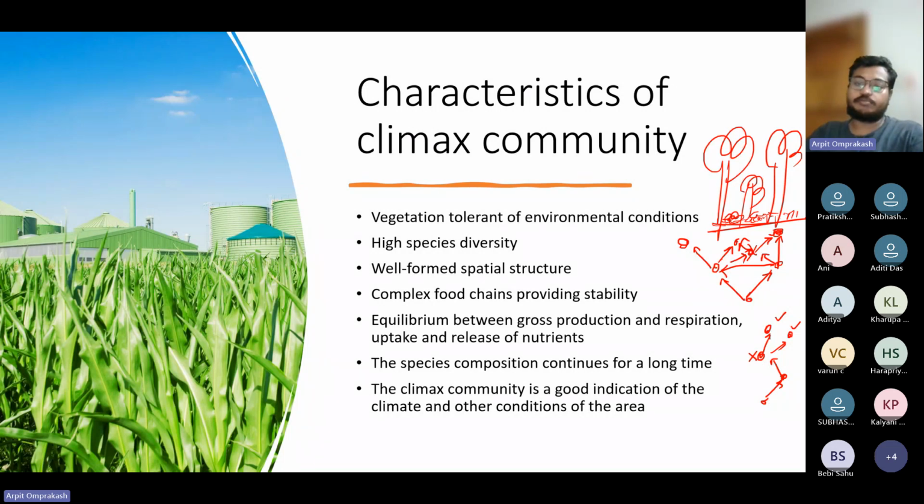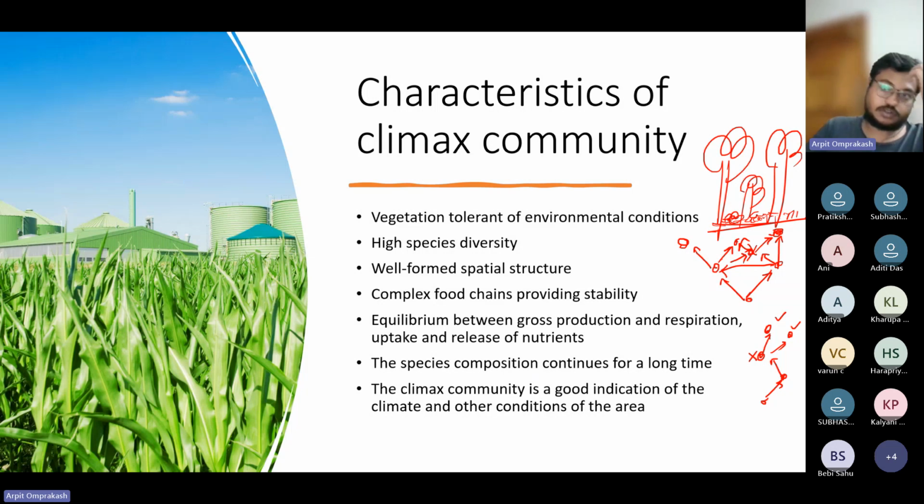There is equilibrium between the gross production and respiration. So basically between the uptake and release of nutrients, and the gross production and the respiration. So the amount of nutrients that are taken up is equal to the amount of nutrients that are also released from the community.